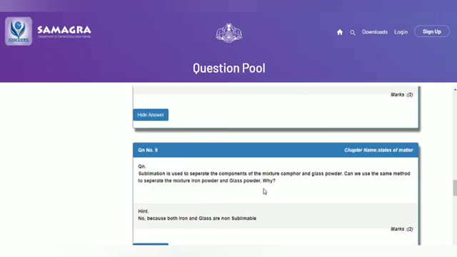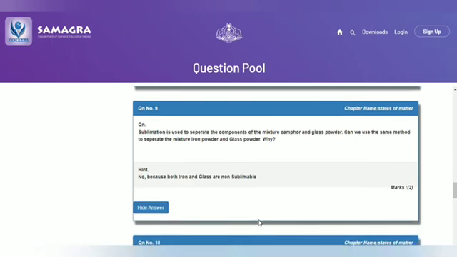It is used to separate the mixture of camphor and glass powder. No, because both iron and glass are not sublimable. Because iron and glass are not sublimable.